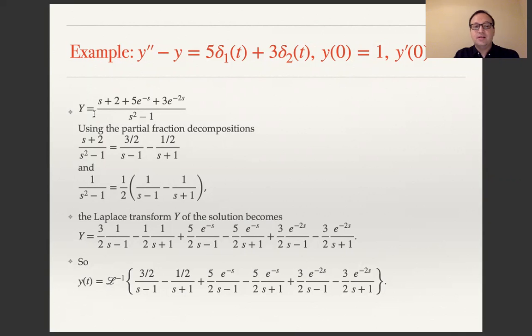And then in order to compute the inverse Laplace transform of this, we should decompose it into some simpler parts whose inverse Laplace transforms we know. So first of all, for s plus 2 over s squared minus 1, we can just use partial fraction decomposition, and computing the coefficients, we get that it's equal to 3/2 over s minus 1 minus 1/2 over s plus 1.